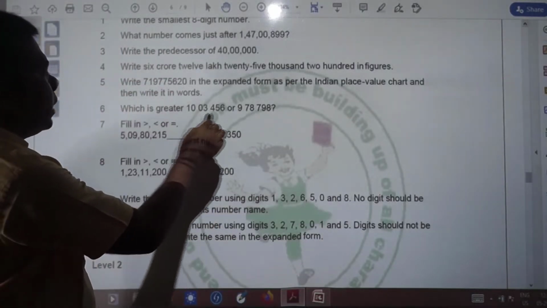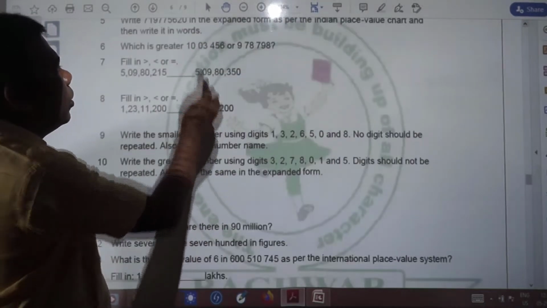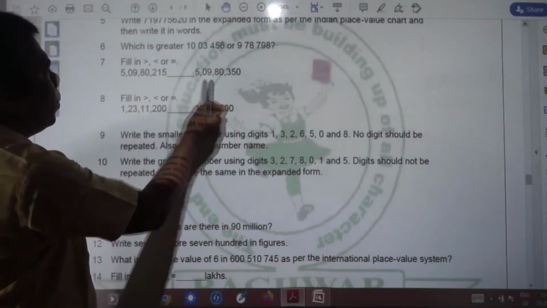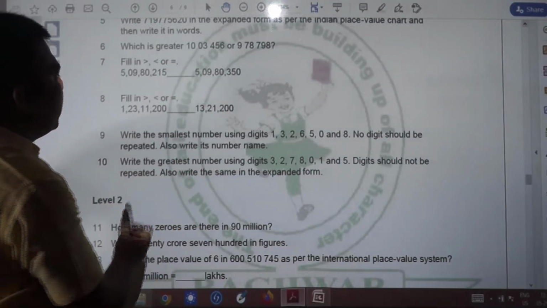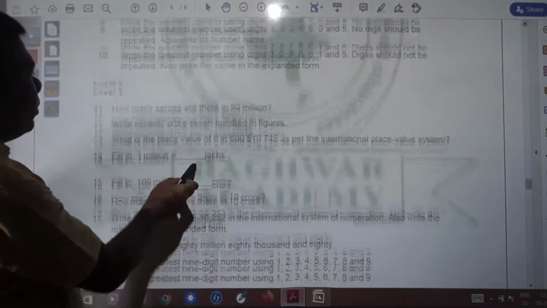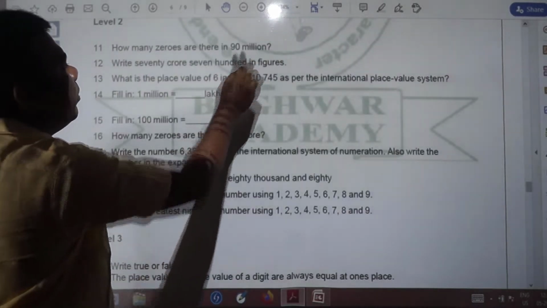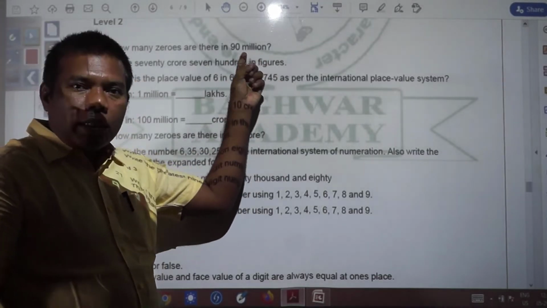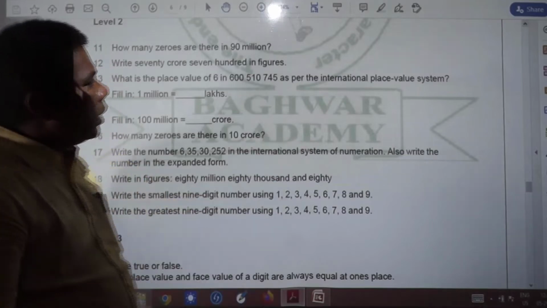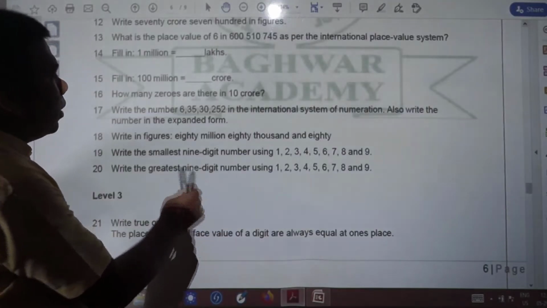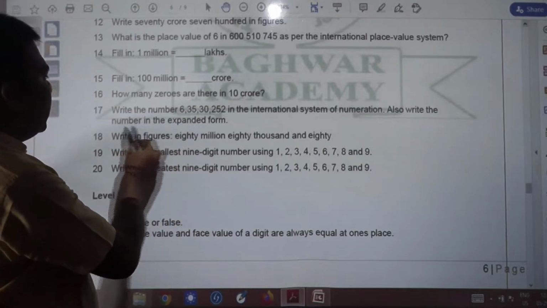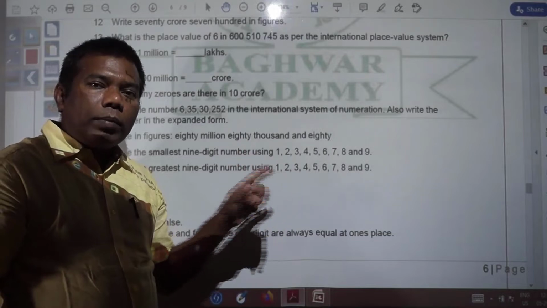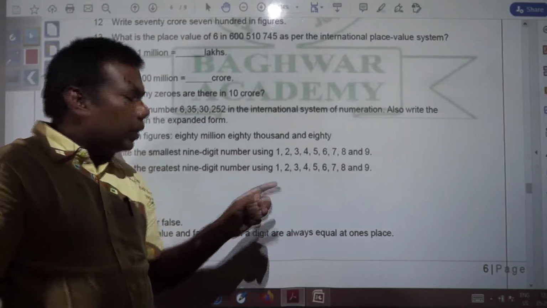Then you have which is greater, this number or this number. So comparison you have done: greater than, lesser than, equal to. You need to compare the numbers and be able to write it. And then you have this, see, 90 million. This number has been written in the international system of writing numbers. So you need to learn both systems, the Indian system and the international system. Then numbers in expanded form and in short form, how numbers are written in expanded form and in short form.